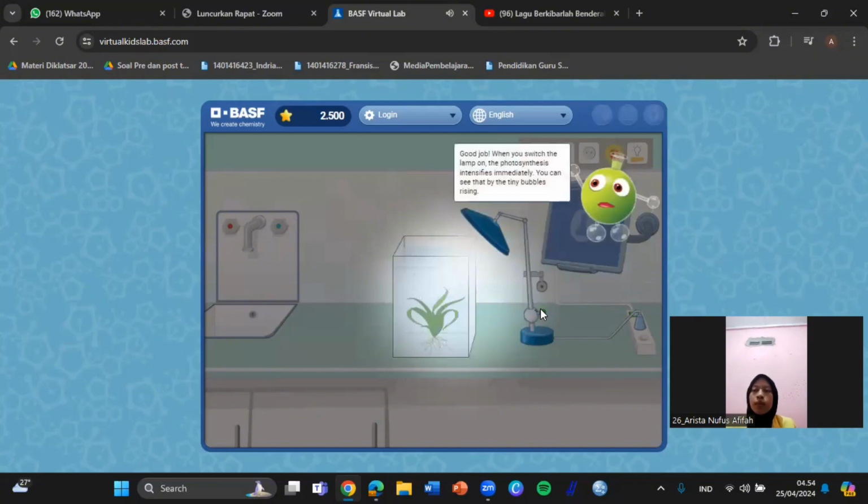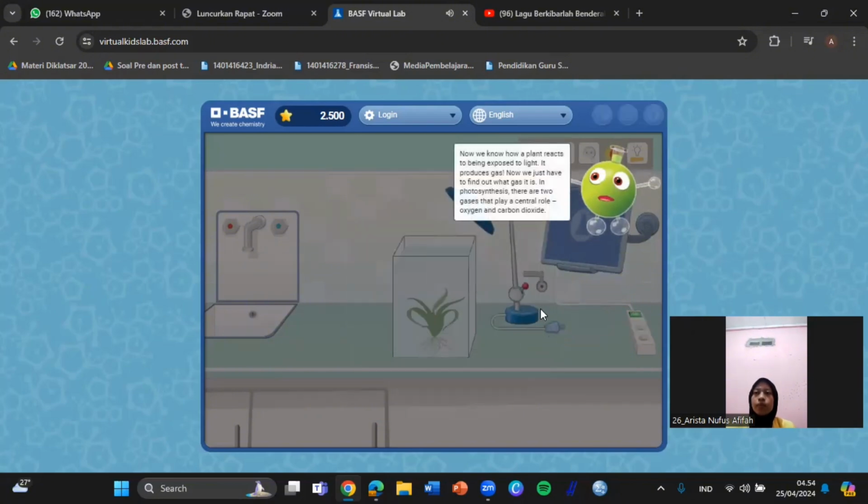Good job. When you switch the lamp on, the photosynthesis intensifies immediately. You can see that by the tiny bubbles rising. Time to move on. Now we know how a plant reacts to being exposed to light. It produces gas. Now we just have to find out what gas it is.